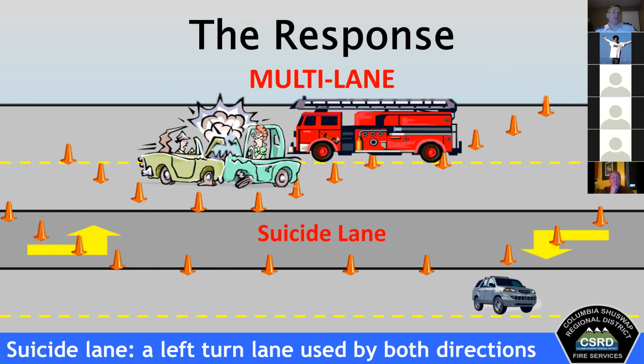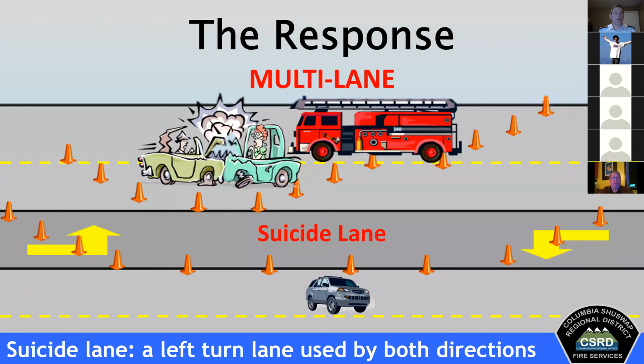So now we have a multi-lane response on this one, and you can see we do have traffic zipping by on the one lane, but we've shut traffic down in the other direction. What we have here is what's called a suicide lane, right? It's that left-hand turn lane that would typically be used by both directions, right? And that's why it's called a suicide lane. You can see there's a left turn indicator for each lane of traffic.